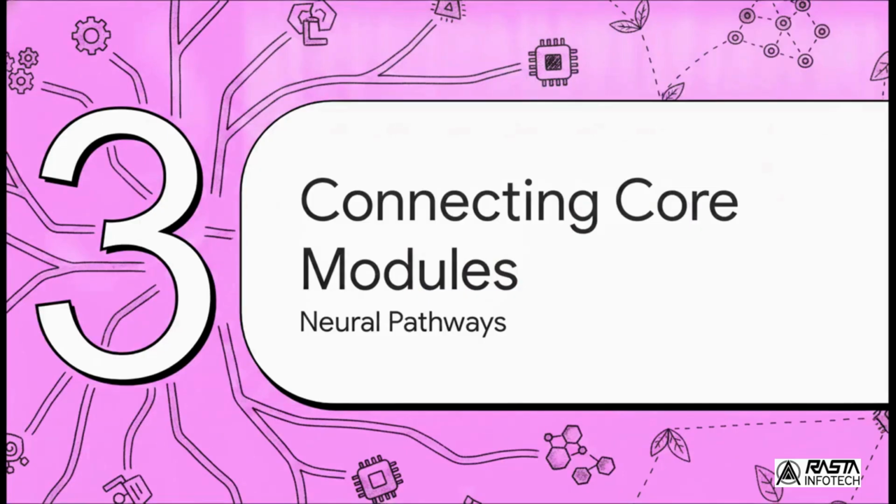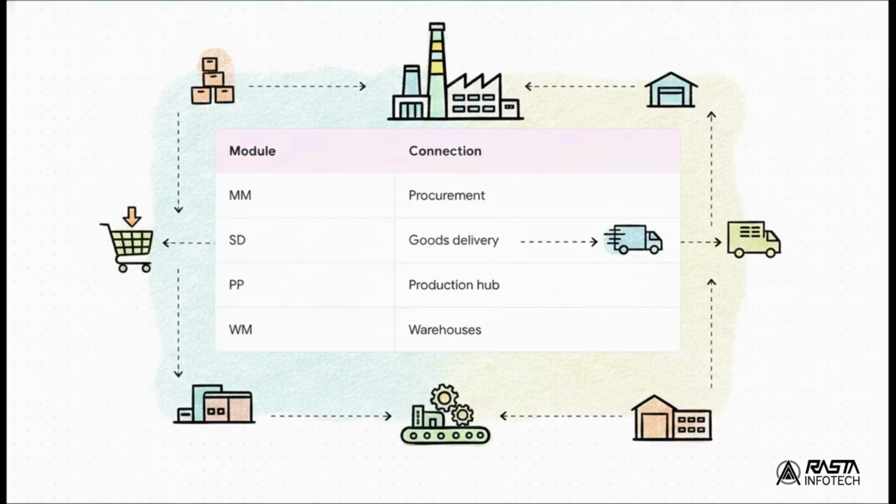All right, part 3, connecting the core modules. Notice how all these core SAP modules map their physical actions directly back to the plant. It's like the central hub of a wheel. SAP MM relies on it completely for procurement and stock handling. SAP SD queries it to figure out exact origin points for goods delivery. SAP PP uses it as the central manufacturing hub, and SAP WM links it straight to the physical warehouses. The plant is the ultimate integration node for every single one of them.